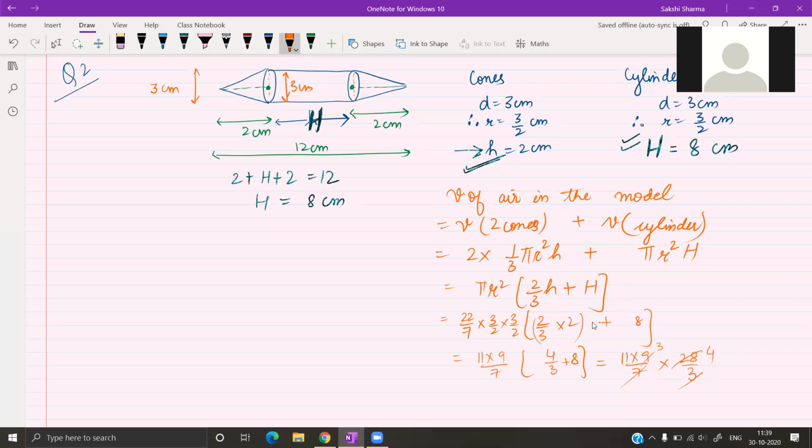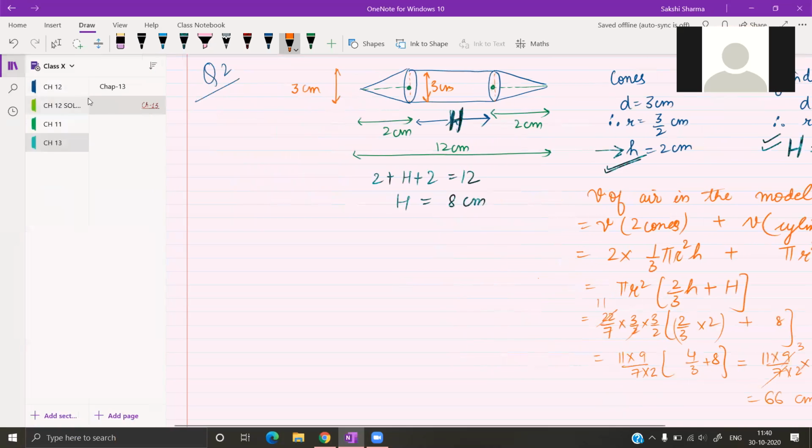Ma'am, you missed a 2. Could you tell me where did I miss the 2? Ma'am, from the denominator, in the second last step. Over here? Yes, ma'am. And there were 2 twos. Right. Okay. So now the answer will be 66 centimeter cube. All right. Thank you, Punya. Okay. Is it done? Yes, ma'am.